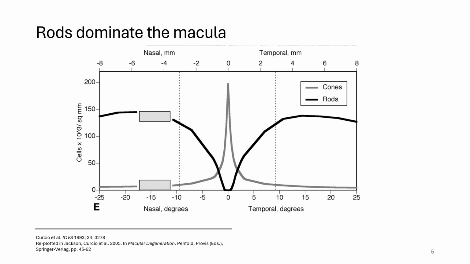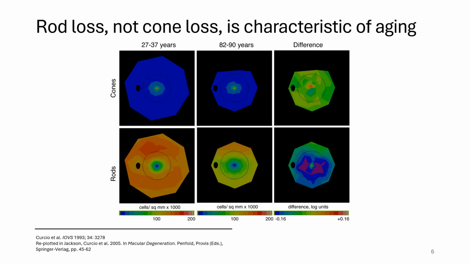Christine Curcio's work indicates that it is important to remember that rods dominate the macula. The fovea, of course, has a very high density of cones, but the predominant photoreceptor in the macula are rods. Also from Christine's work in the 1990s, we know that rod loss, not cone loss, is characteristic of aging. During aging, rods decrease by 30% near the fovea, but cones are protected.